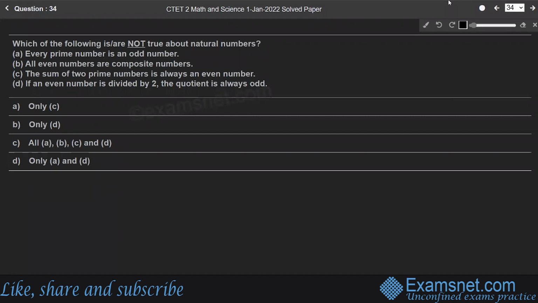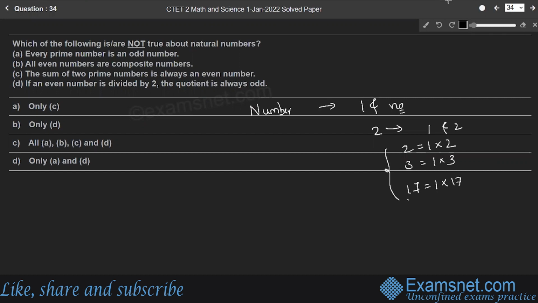Question 34. Which of the following is or are not true about natural numbers? First statement. Every prime number is an odd number. So what is prime number? The number which has the factors as 1 and the number itself. For example, 2. 2 has the factors 1 and 2. 2 is equal to 1 into 2. For example, 3, it is 1 into 3. 17 is equal to 1 into 17. So the numbers which have the factors as 1 and the number itself are called prime numbers.